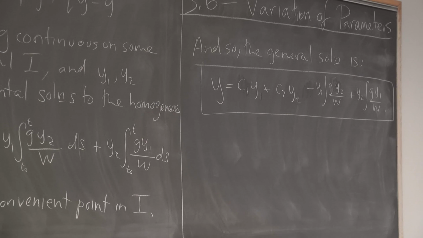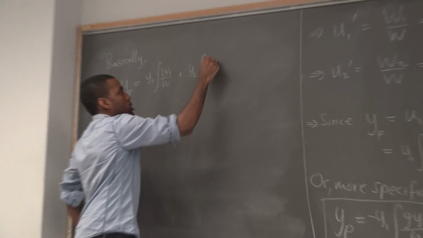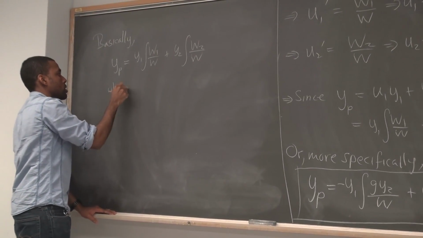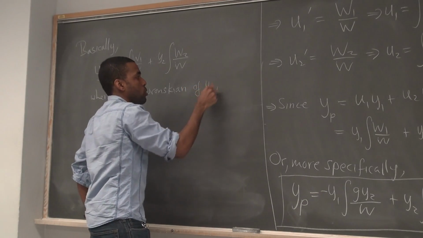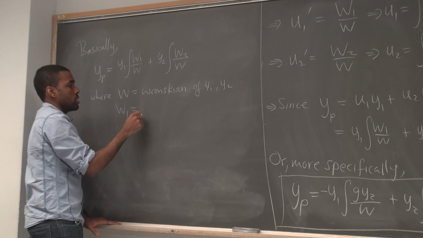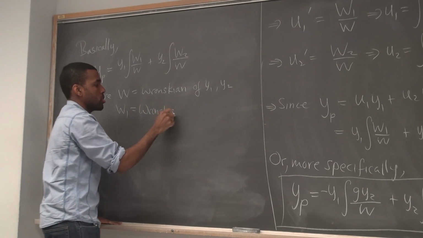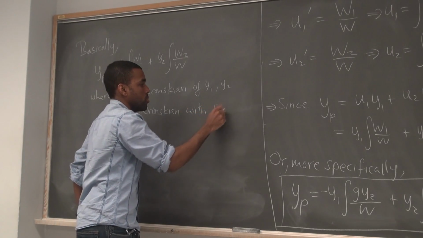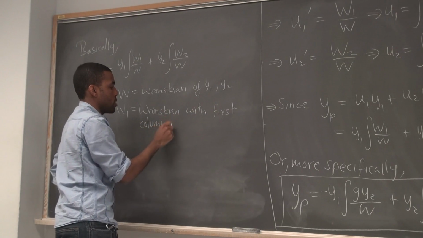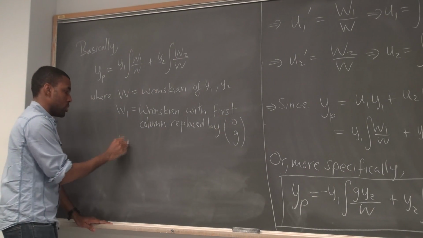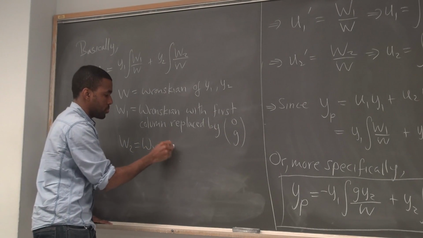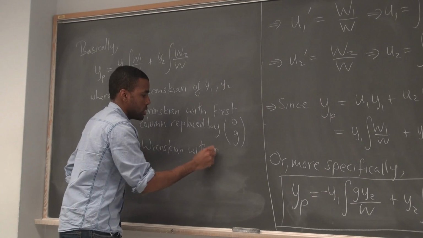No, we've been through the worst. The derivation is the worst thing. Basically, yp would look like y1 times the integral of w1 over w plus y2 times the integral of w2 over w, where w is the Wronskian of y1 and y2. w1 is the Wronskian with the first column replaced by 0, g. w2 is the Wronskian with the second column replaced by 0, g.